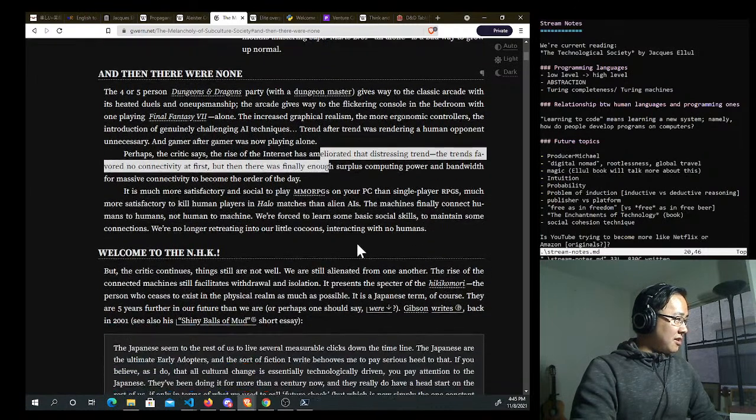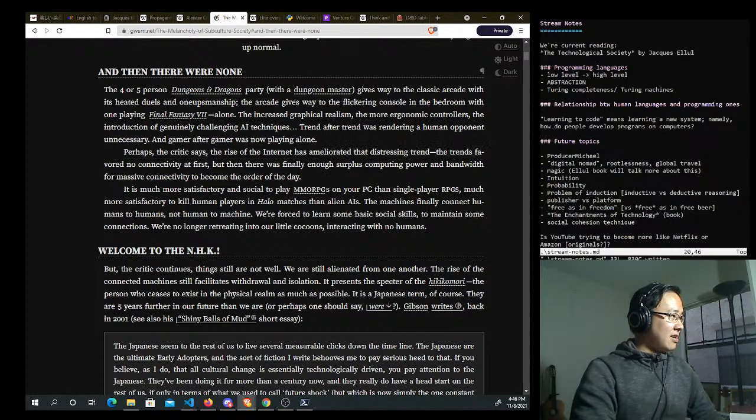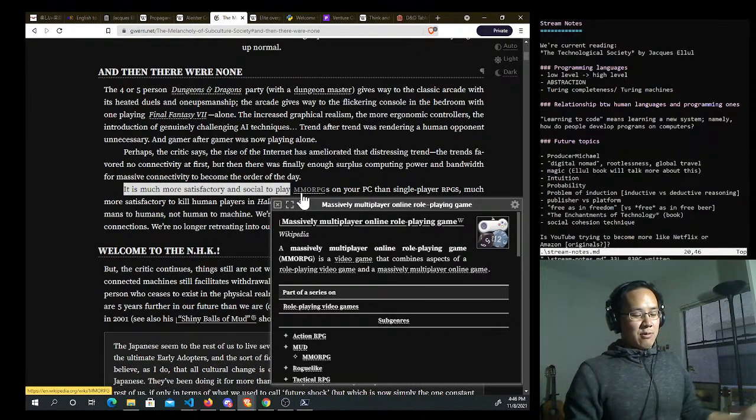Alright, let's continue this text. Perhaps, the critic says, the rise of the internet has ameliorated that distressing trend. So ameliorated, like making it better. The trends favored no connectivity at first, but then there was finally enough surplus computing power and bandwidth for massive connectivity to become the order of the day. It is much more satisfactory and social to play MMORPGs, massive multiplayer online role-playing games, basically what Zuck wants the metaverse to have, but you have a VR headset or whatever, so it's even more immersive.